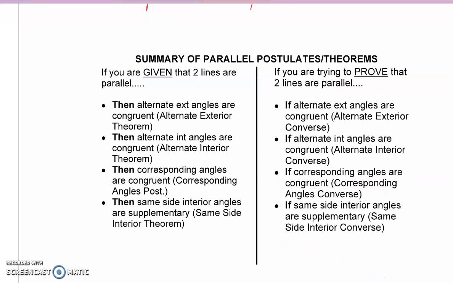Here is your summary. This side is the theorems here, and this is everything. If you're given parallel lines, then alternate interior angles are congruent. Alternate exterior angles are congruent. Corresponding angles are congruent. Same side is supplementary. These are your converses, that if you're trying to prove lines are parallel, then alternate interior angles must be congruent, alternate exterior corresponding, and same side must be supplementary.